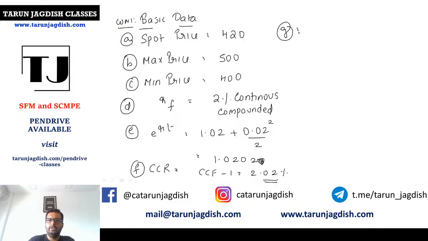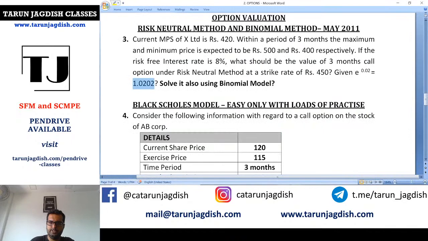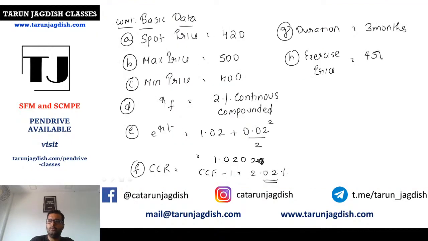Alright, they have given the duration as 3 months, which I already have mentioned earlier. And they have given the exercise price as how much percentage? Not percentage, it is 450 rupees. Can you always write down the basic data in your books now?